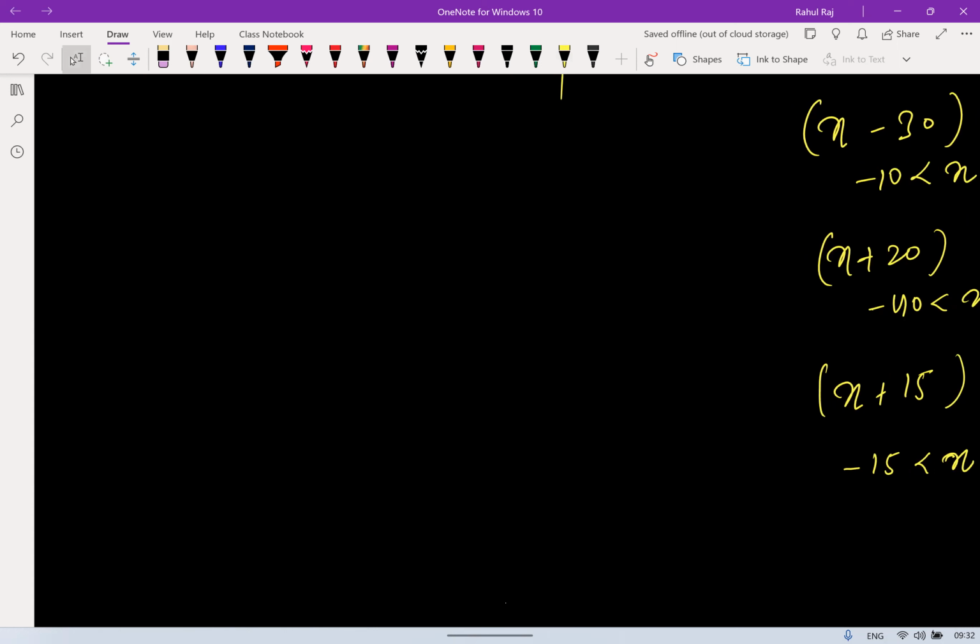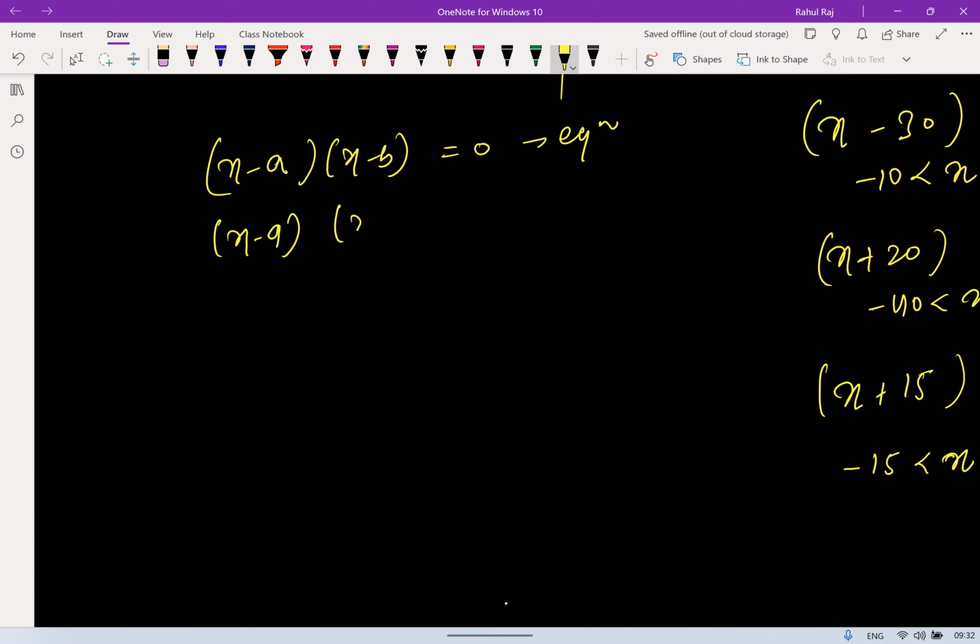So please understand, if it is something like x minus a into x minus b equal to 0, this is called an equation. But here it was x minus a into x minus b greater than or less than or equal to 0. It's called an inequality equation. Simple logic.